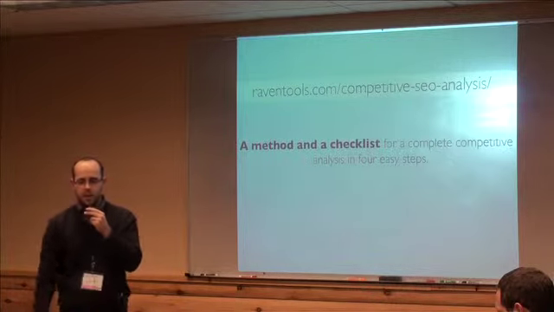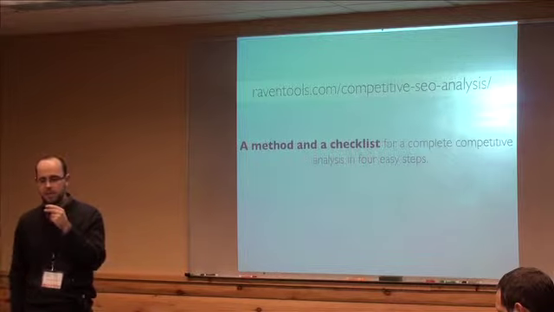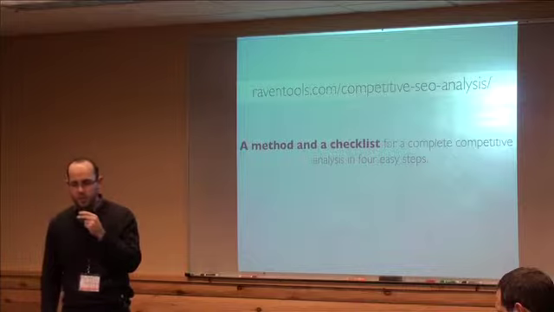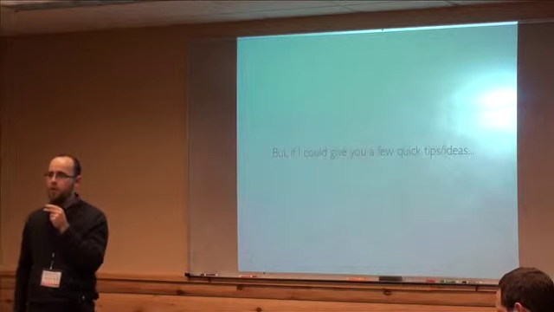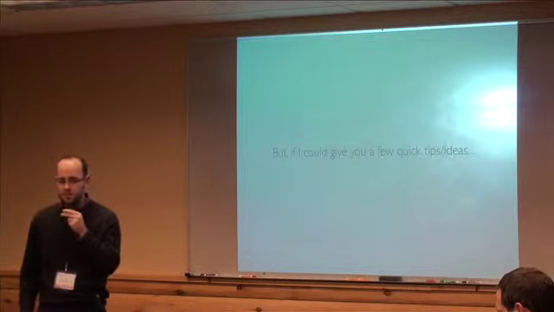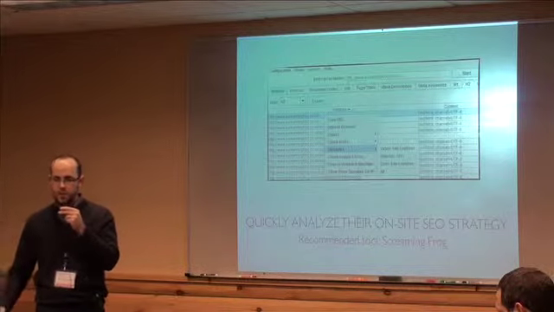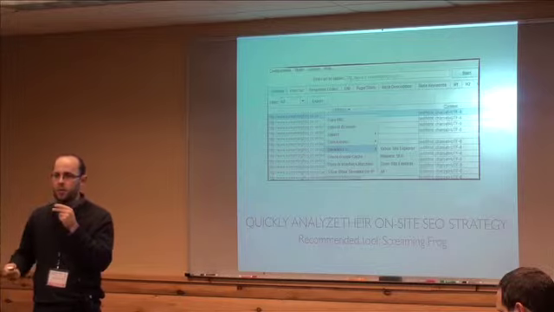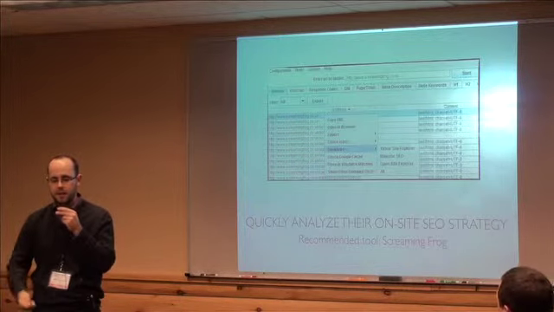So if you just go to this URL, raventools.com/competitive SEO analysis, you can see the guide there, and it'll walk you through it. But if I could just give you a couple quick tips, because like I said, I really am passionate about it. With Screaming Frog, like I said before, analyze their site. Figure out what they're targeting. Actually, I'll take it to the next slide.